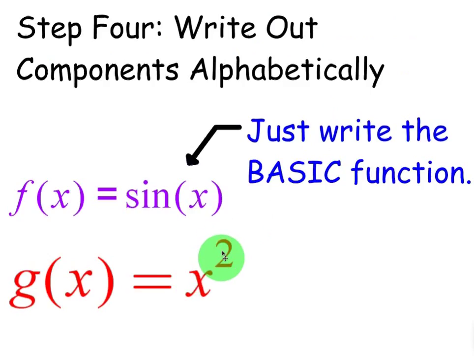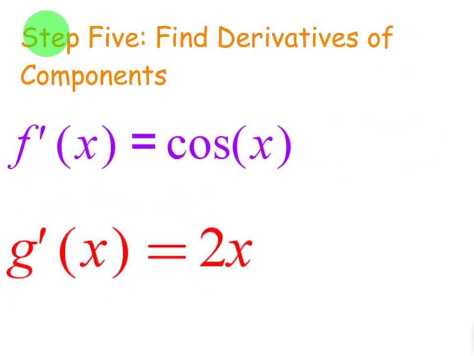So now we're going to take the derivative of each of those things. The derivative of sine is cosine, which is our outside function. The derivative of our inside function, x squared, is 2x. So that's step 5, find the derivatives of the components.